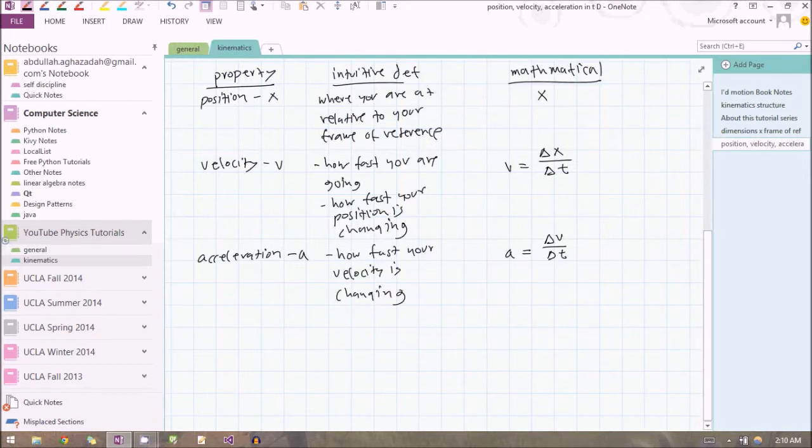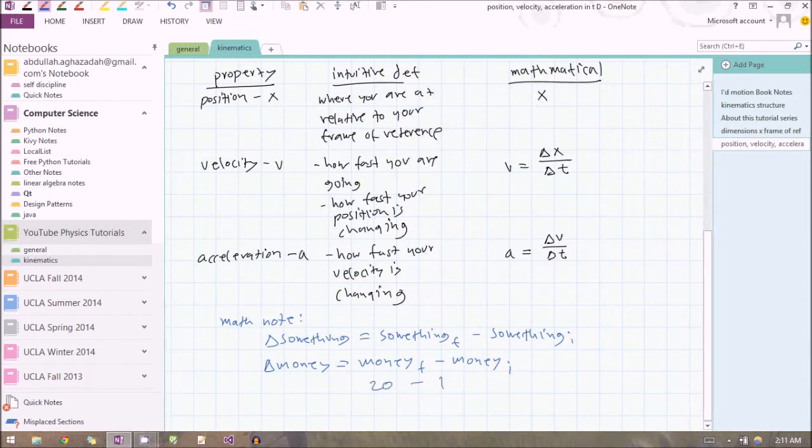Now, just a quick mathematical side note: whenever you see this delta sign, so whenever you have delta something, that just means the change in that thing. So it's going to be equal to that something final minus that same something initial. So the change in my money is going to be my money final minus my money initial. If I finally had $20 and initially I had $10, then the change in my money is 20 minus 10, or 10.